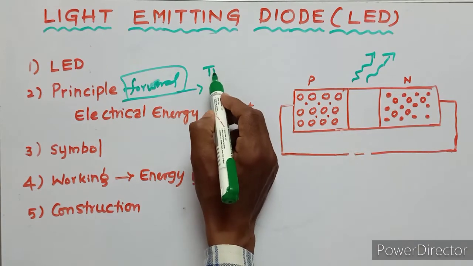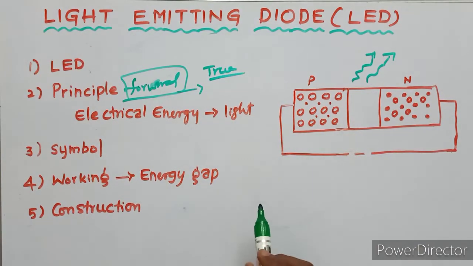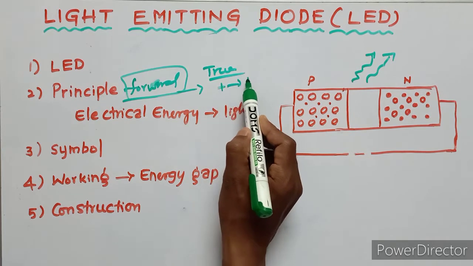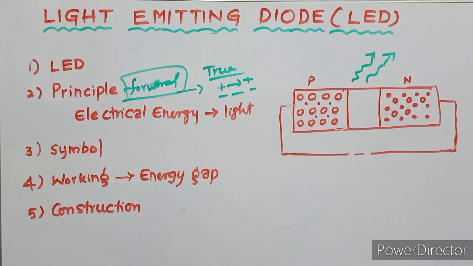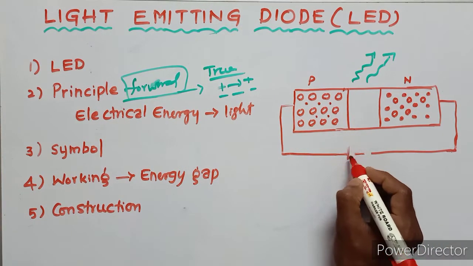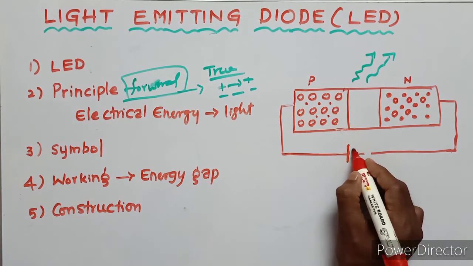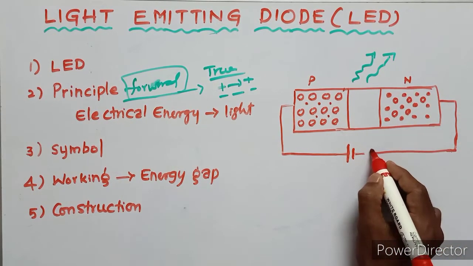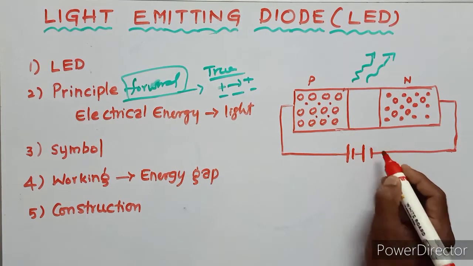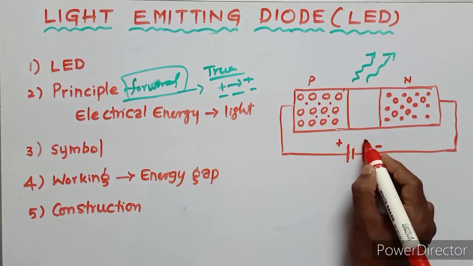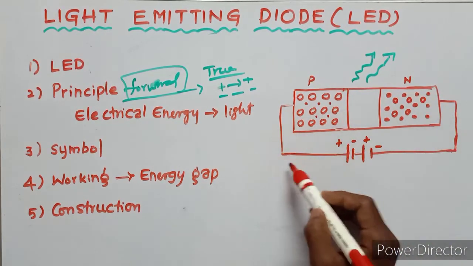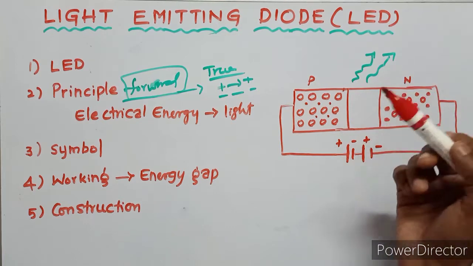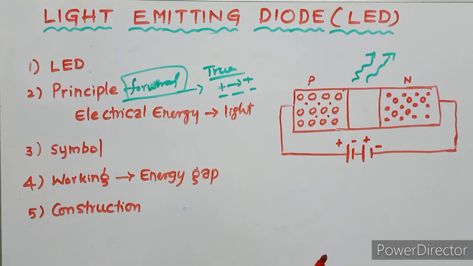Forward bias is the true connection. Forward bias means true connection, that is plus to plus, minus to minus. So this is the P type of semiconductor, connected to the positive terminal of the battery. This is the N type of semiconductor, connected to the negative terminal of the battery. Okay, so this is the circuit. If the current flows through the PN junction diode, then the light emits. That is called a light emitting diode.